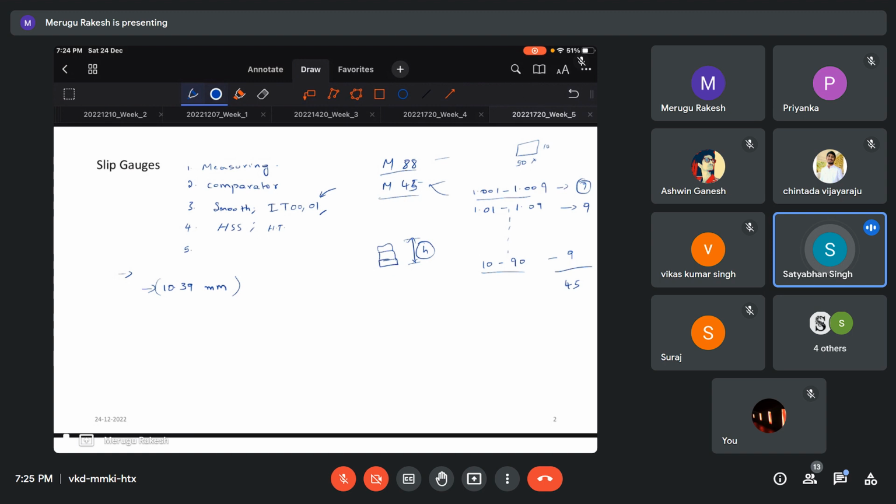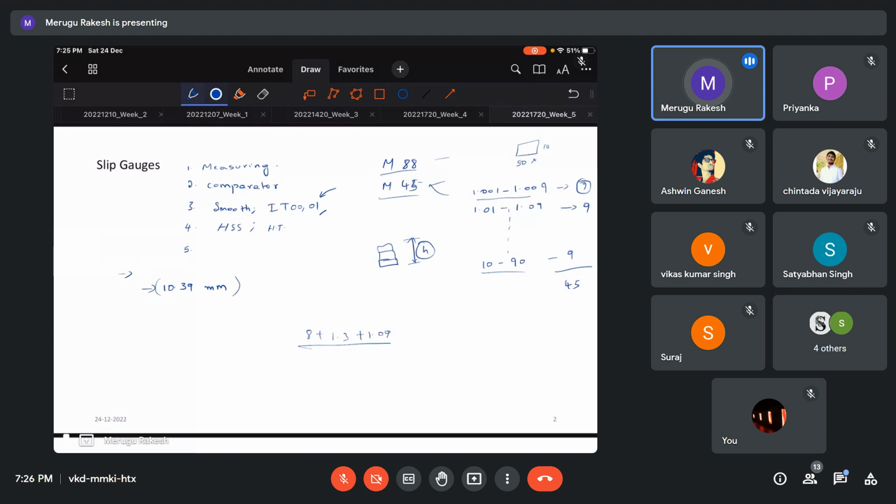Plus 1.3 plus 1.09. Good. Yeah, nice. So any other combinations? Sir, how do we identify the standard sizes? Yeah, I will discuss in a minute. By selecting the minimum number of slip gauges. Yeah, that is true. But how?